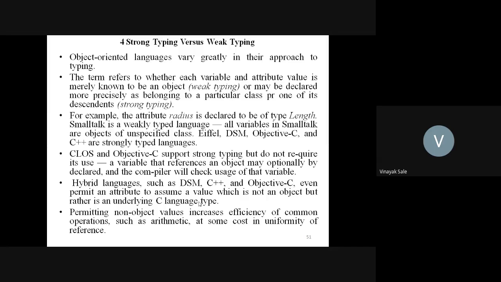Hybrid languages such as C++ and Objective-C even permit an attribute to assume a value which is not the object but rather the underlying C language type. Permitting non-object values increases efficiency of common operations such as arithmetic, at some cost in uniformity of references.